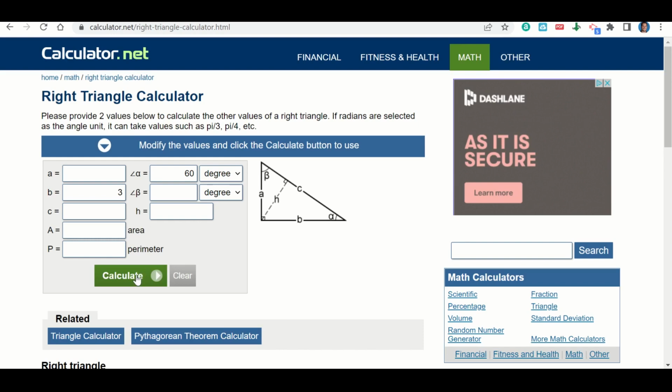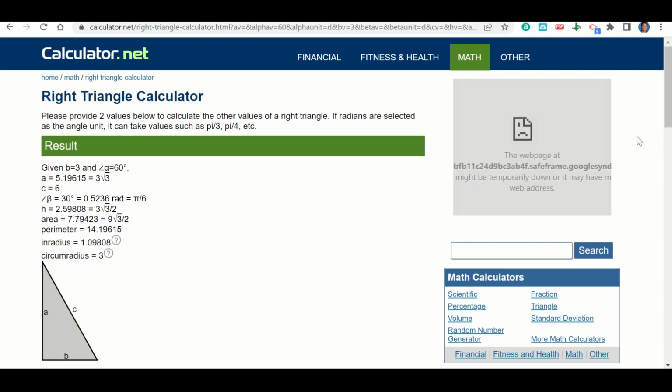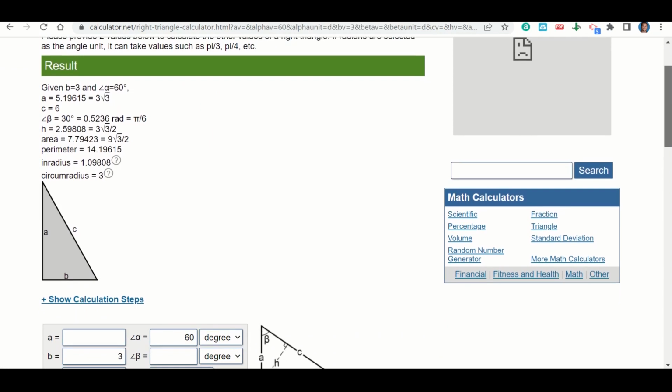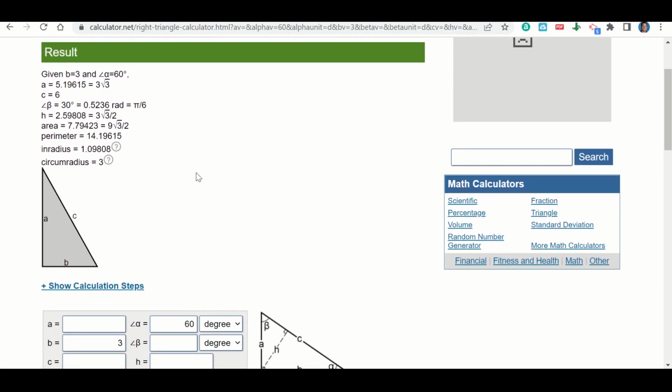Let's go ahead and we'll hit calculate. And it tells us what the lengths of each of the sides are and each of the angles are. So we can see that A, in this case, is 5.19615, or 3 square root of 3. And C is 6. We can also see that angle beta, this one here, is 30 degrees, and this angle here is 90 degrees. So we can use this information to help us solve for these different angle measures and side lengths.